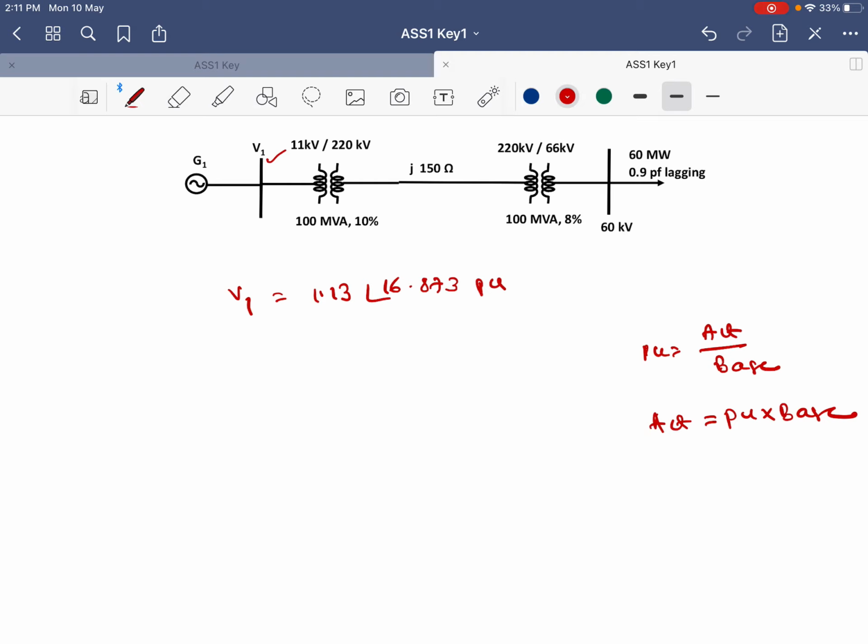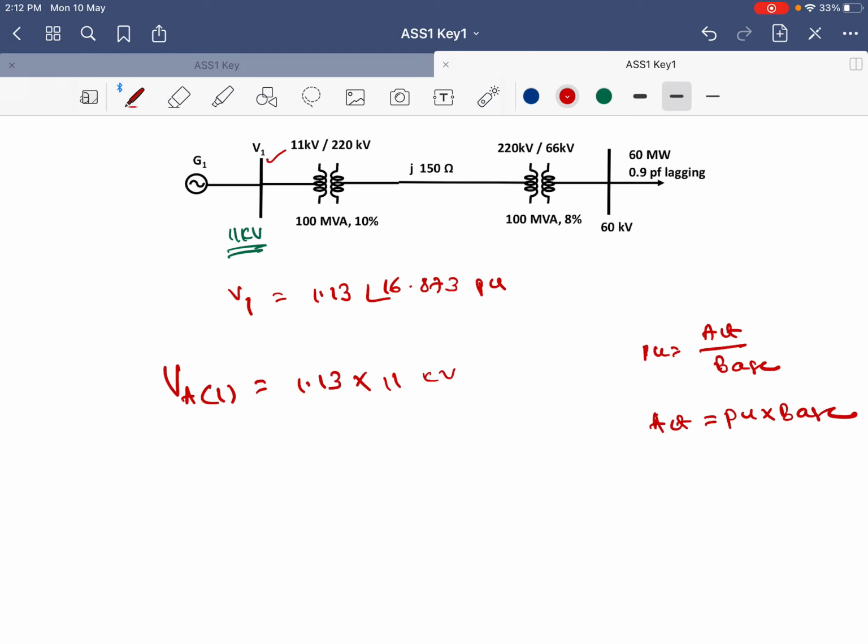Okay, what is the per unit value of the voltage? Actual voltage, V actual, that is 1, the per unit value is 1.13. I am not considering the angle right now. It is 1.13. And what is the base voltage here? The base voltage here is 11 kV, already calculated here. Therefore, what I am multiplying here is 11 kilovolts.